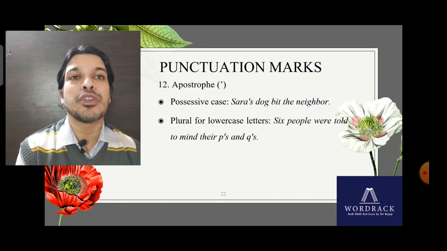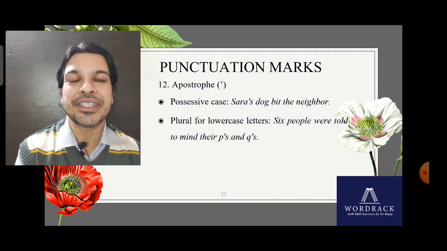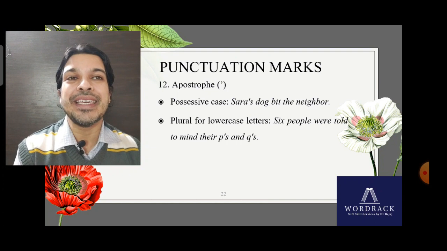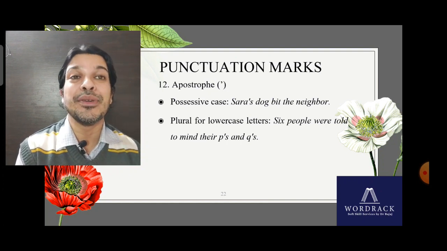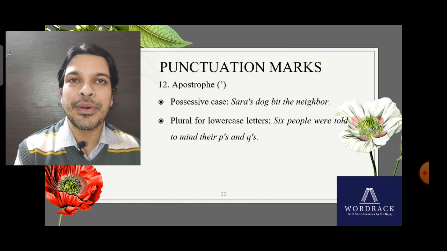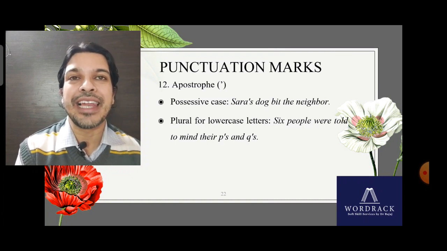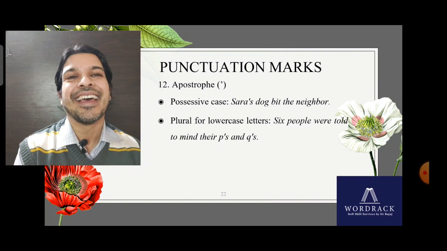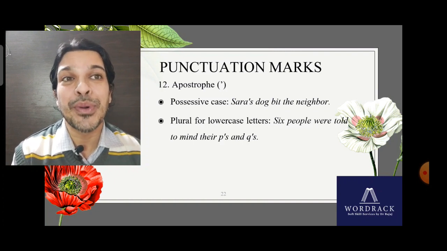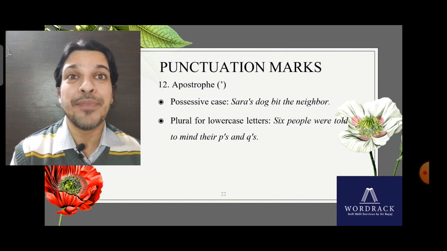Six people were told to mind their P's and Q's. So along with P's and Q's, we use an apostrophe. So it's a lowercase p and a lowercase q. What is the meaning of the line? The meaning of the line is that six people were told to behave properly.